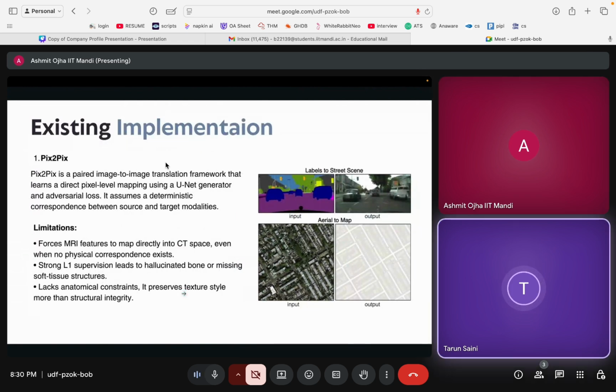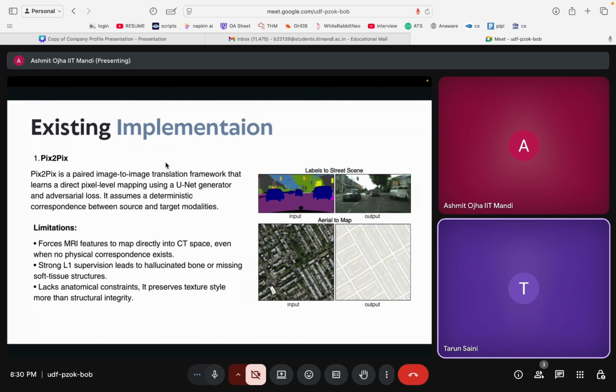So these are some existing implementations. First is Pix2Pix. It is a paired image-to-image translation framework that uses direct pixel-level mapping, and it uses a U-Net generator and adversarial loss. The limitation of this model is that it assumes we have a pixel-level, bijective mapping between the target and input domains, but in MRI and CT scans we do not have this type of mapping. So we trained this on our dataset. We trained it for two experiments.